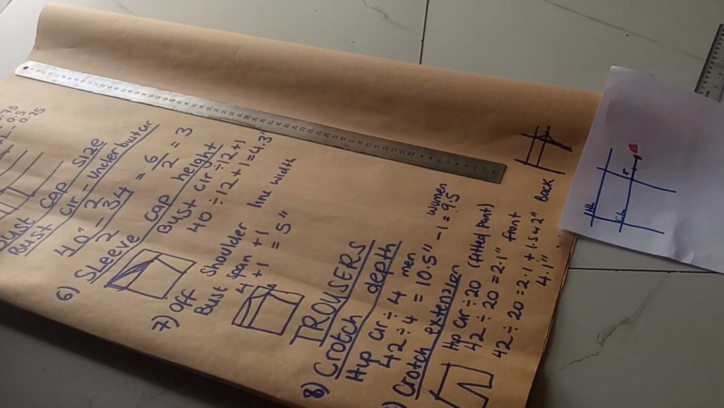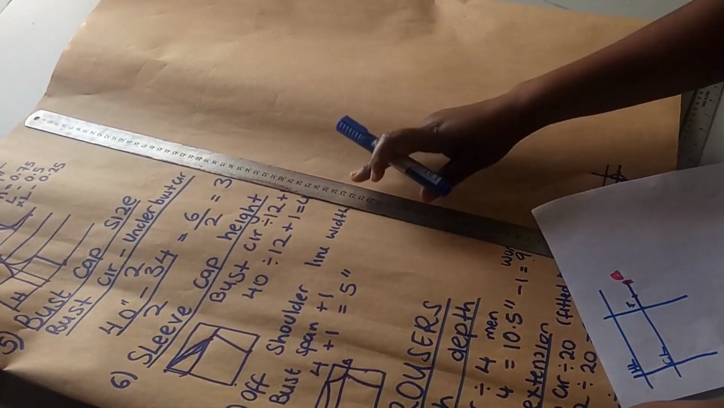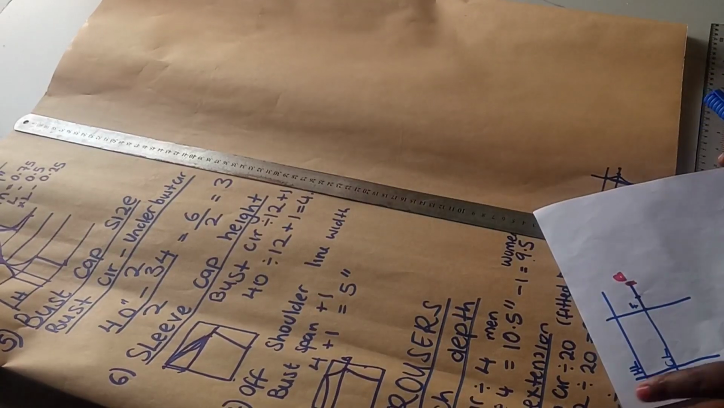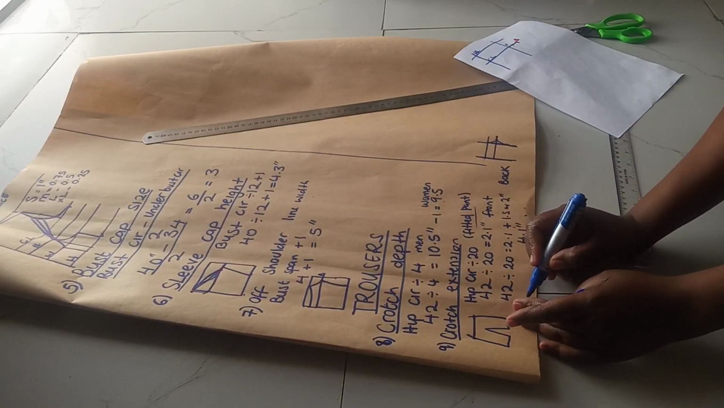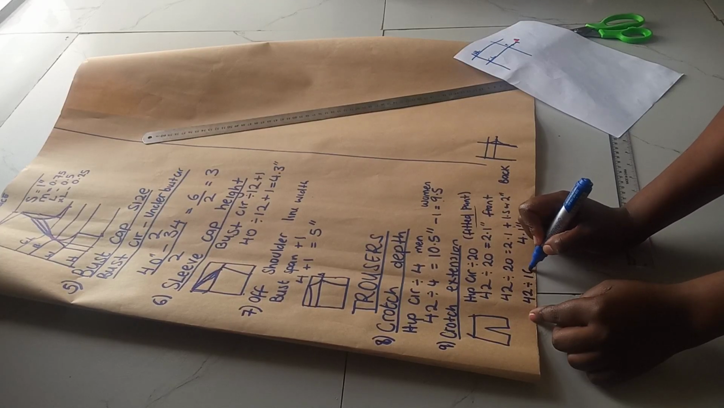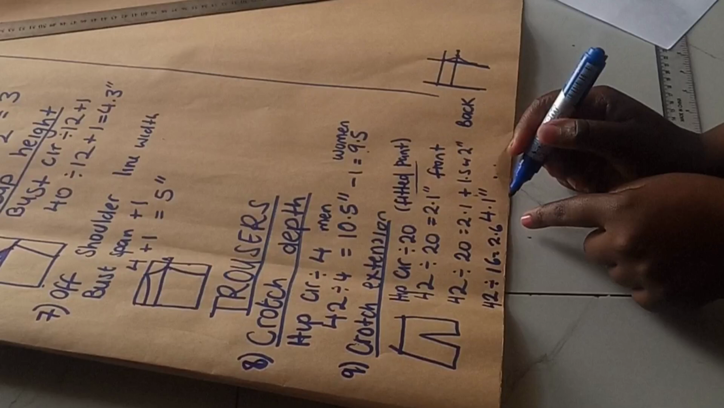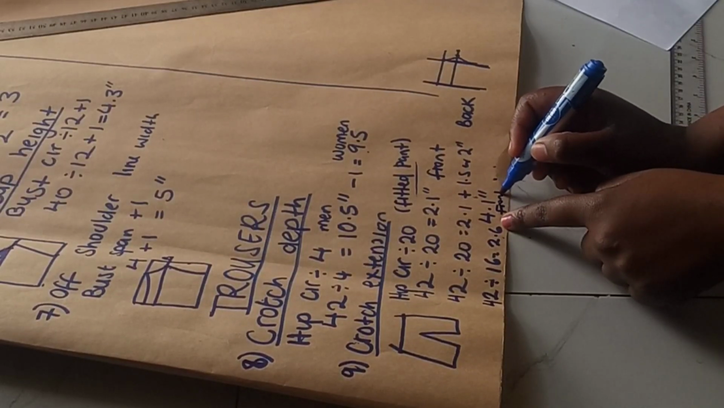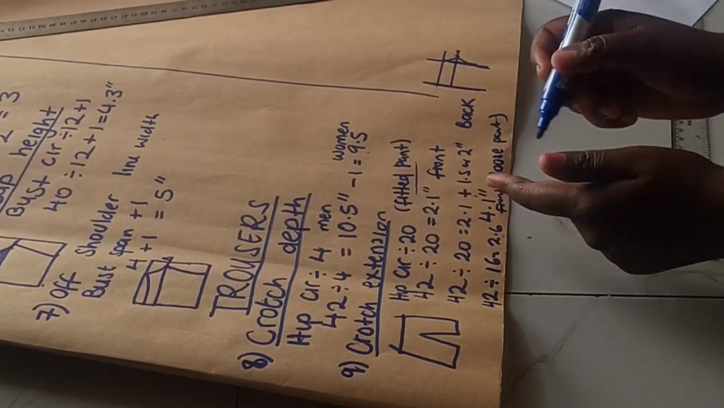Then we have another method of getting the crotch extension, which is the same as this method, but on this one we use 16 inches instead of 20. And for this method, it's if you want loose fitted trousers. For this one, as you can see, it's fitted trousers. So 42 divided by 16 gives us 2.6 inches. Guys, this is the same routine as the method that we just did. This is for loose fitted trousers, and this is the front piece.